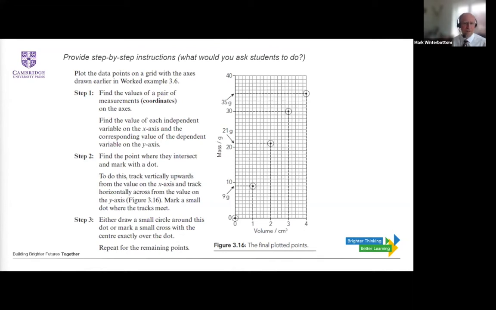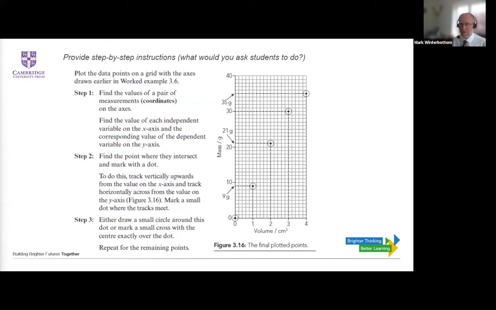So find the values of a pair of measurements, coordinates on the axis. That's our job. So first, we find the value of each independent variable on the x-axis. So let's say we've found 1. And then the corresponding value of the dependent variable on the y-axis. So let's say we've found the 9 here. Then step 2, find the point where they intersect. Now, look how step-by-step this is. Track vertically upwards from the value on the x-axis and track horizontally sideways from the value on the y-axis until those 2 lines intersect. They intersect there. That's where you put the point.